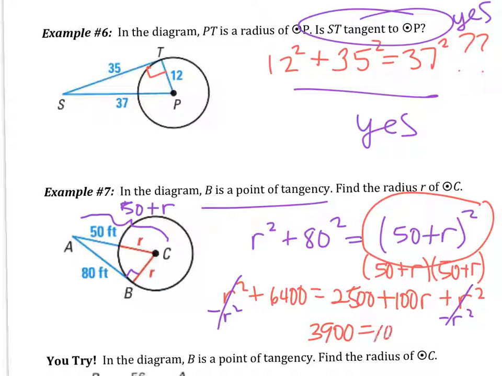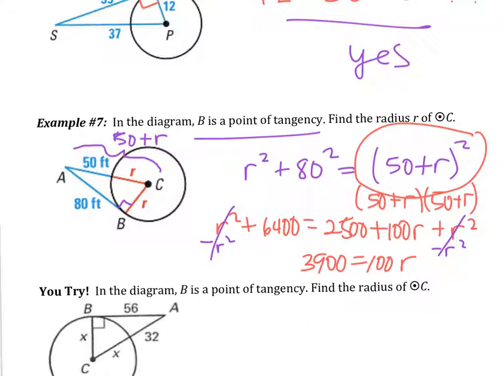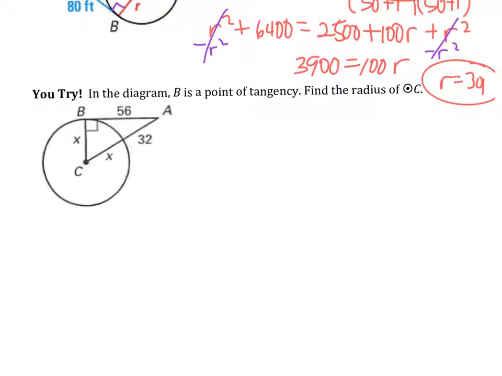3,900 is equal to 100R. Divide by 100. If you divide by 100, what do you get? 39. R is equal to 39. Okay? 39, yes. All right? Good? Make sense? All right, so you try one all by yourself then. It even says on there, you try.